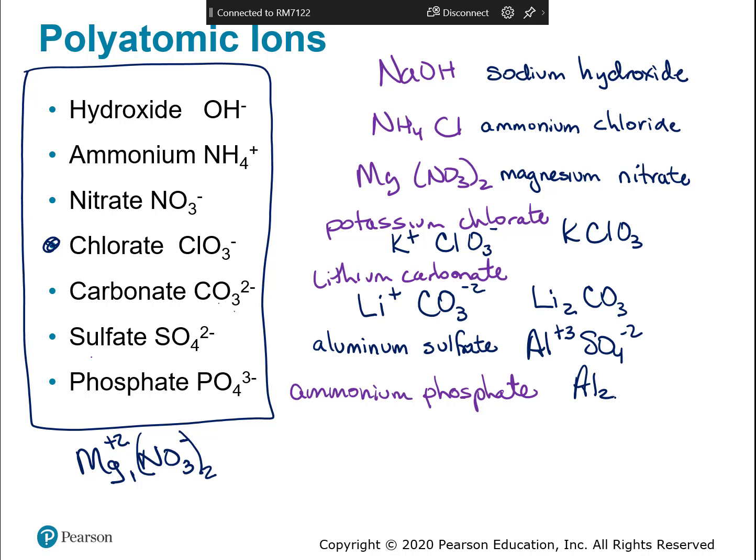What's going to be the number of sulfates? 3. So in this one, SO4, I'm going to end up with 3, but I have to put the parentheses for this one. Okay? So if there's more than one polyatomic, when you write the formula, use parentheses to keep them grouped together so you don't split them up.